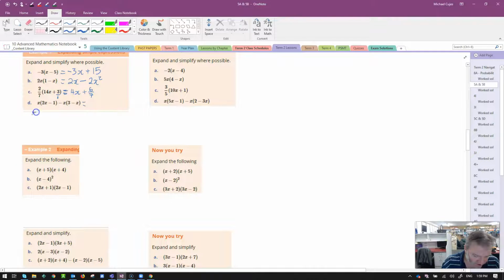Lucky last, this one might take a couple of lines rather than doing what I've started doing there. Let's do it down the bottom. X times 2x, 2x squared. X times -1, negative x. Times 3, -3x. And negative x times negative x, positive x squared. We have some like terms, we better gather them together. 2x squared plus another x squared, that's 3x squared. Negative x, take away 3x, that's -4x altogether.